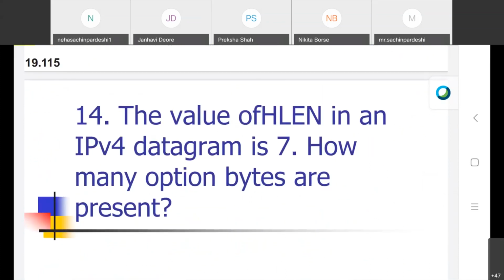Next, the value of header length in an IPv4 datagram is 7. So the header length value is given, that is 7. How many option bytes are present? So 7.